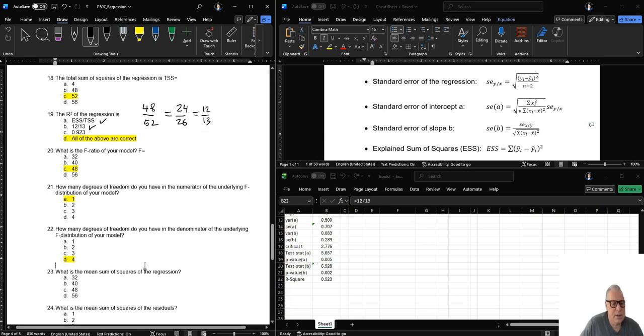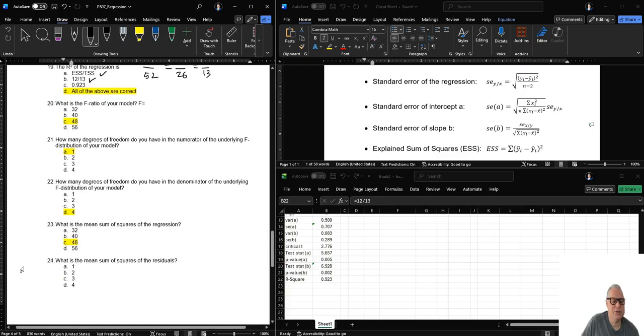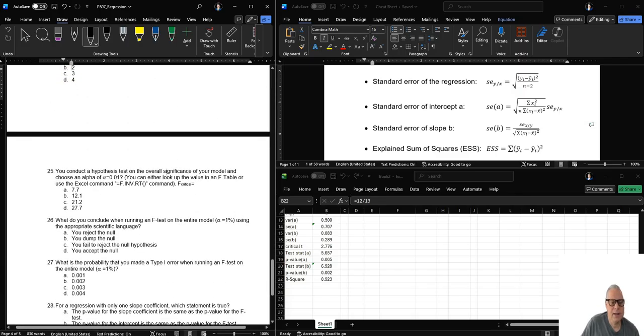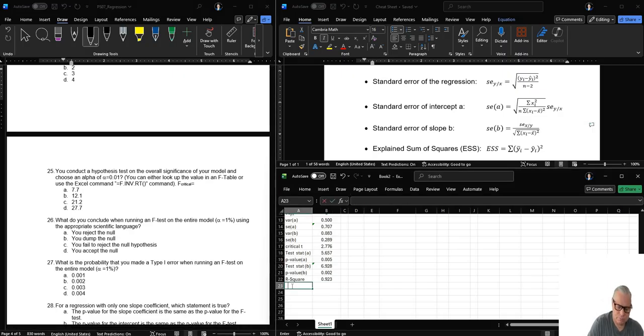And what is the mean sum of squares of the regression? That was the 48. The mean squares of the residuals, we said this was 1. So if we conduct the hypothesis test on the overall significance of your model and choose an alpha of 0.01, you can either look up a value in an F table. No, we will not do that. We use the Excel command. Then what is the critical value? So I call that F critical. So when would we reject?